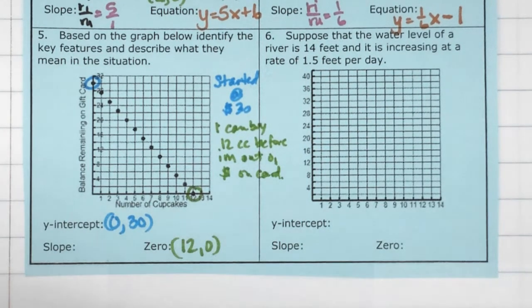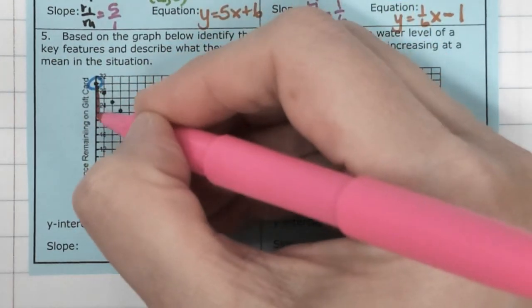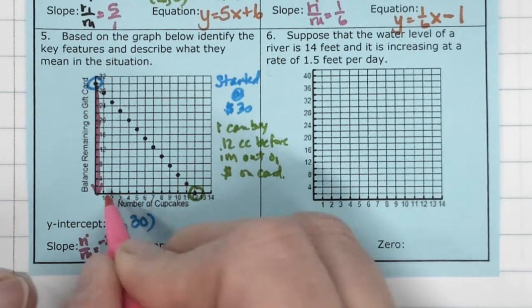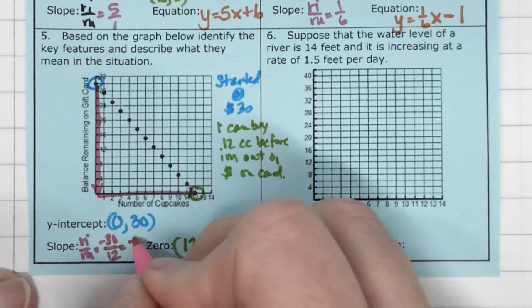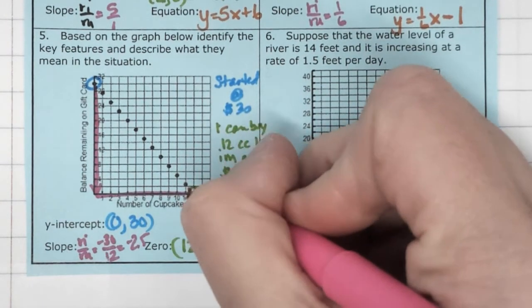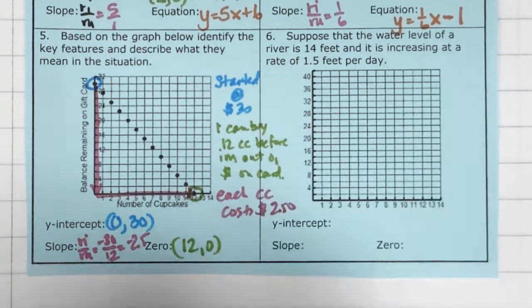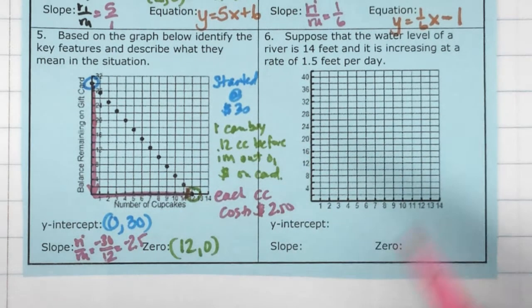So the last key feature that we have here is our slope. If I do my slope, I'm going to fall down 30 and over 12, that reduces to negative 2.5. So why is the slope negative? Well, the reason the slope is negative is because I'm spending money. Each cupcake costs $2.50.